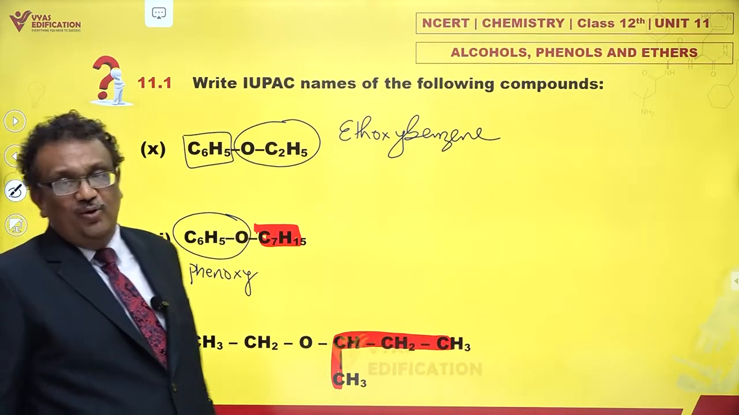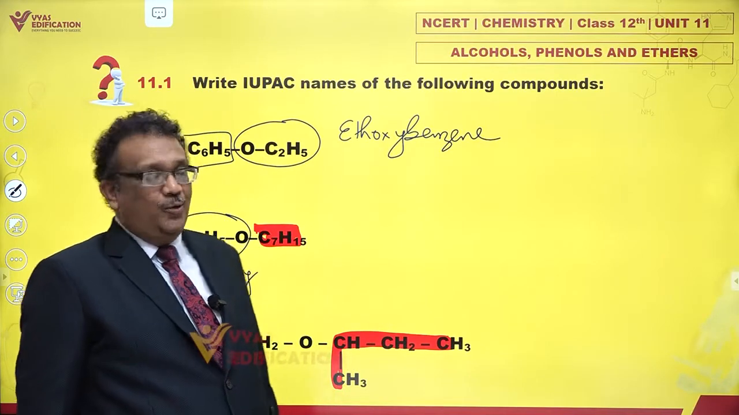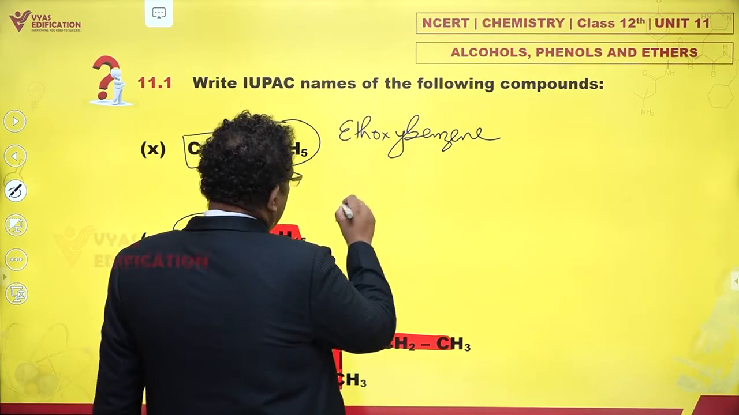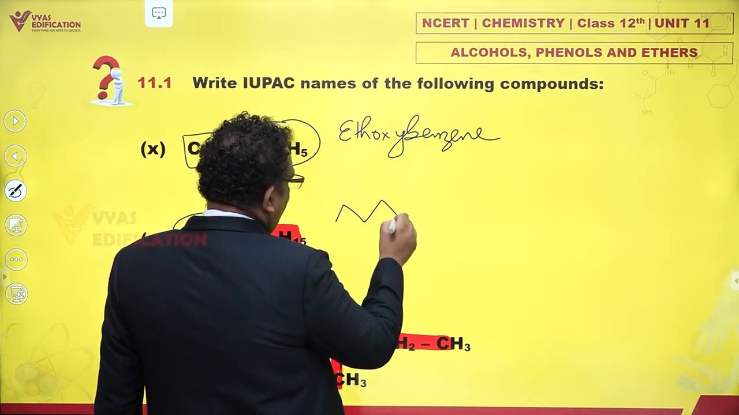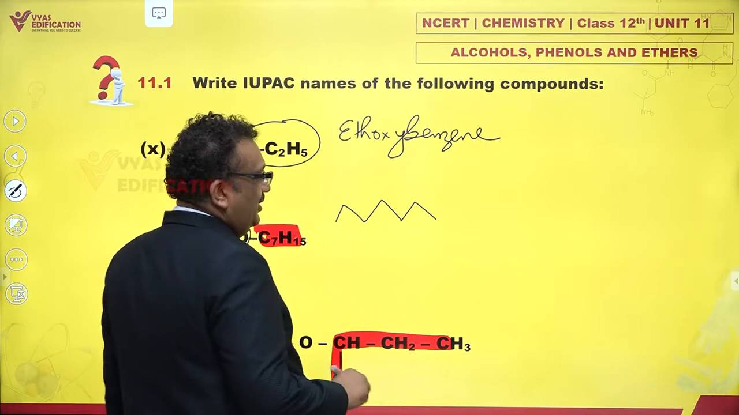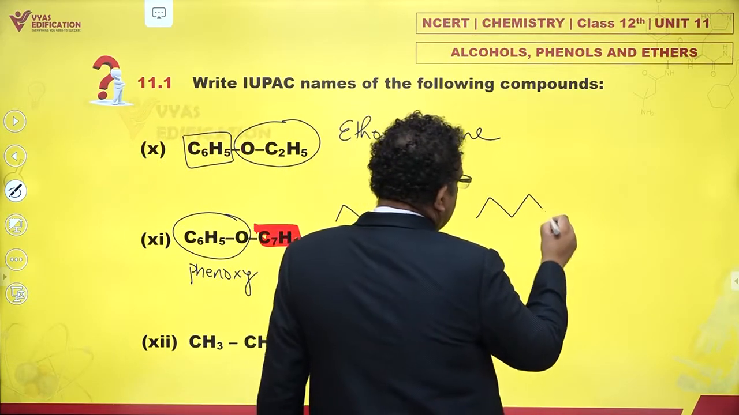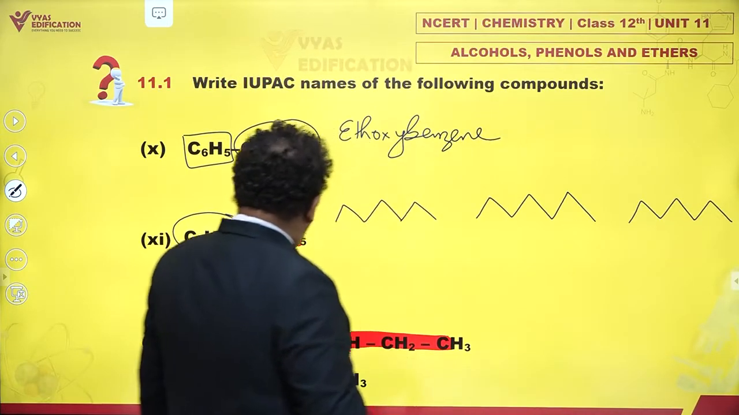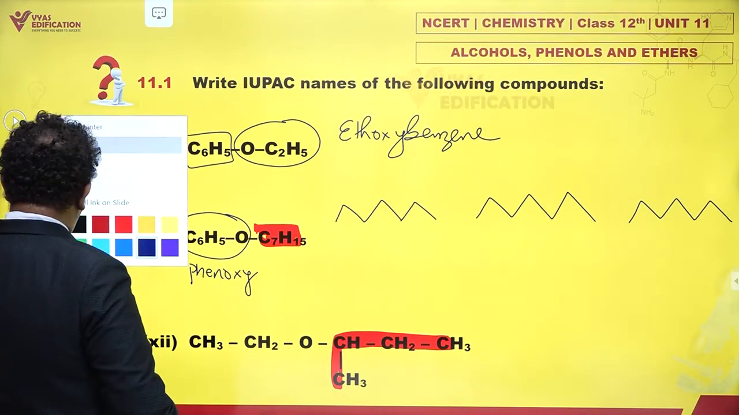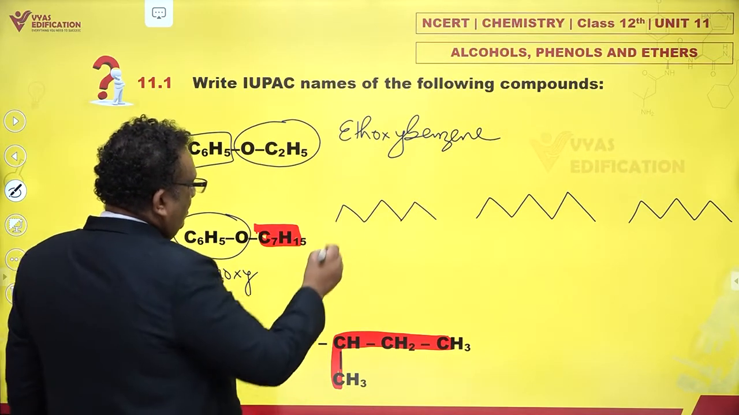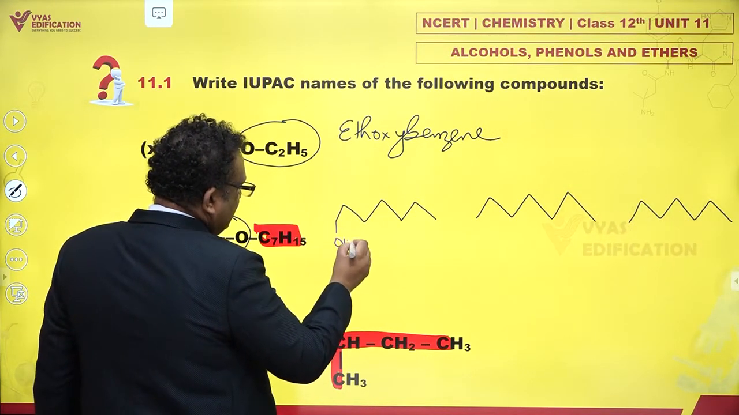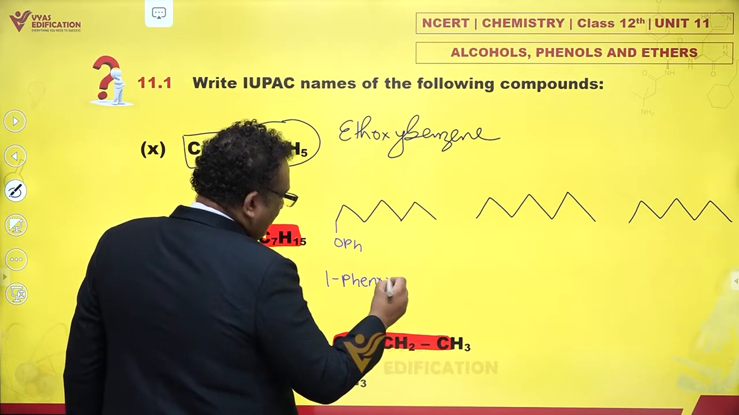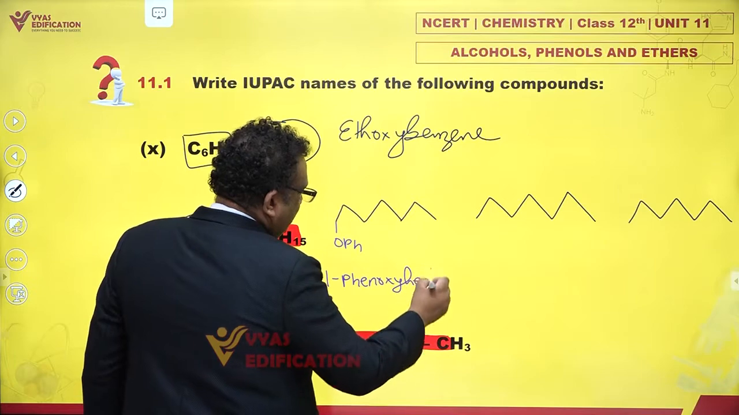If I declare this phenoxy, what is the answer to this? I would have to write down all the possibilities of alkyl groups. Should I? There's no option. Let's do that. 7 carbons: 1, 2, 3, 4, 5, 6, 7. Now, if you have 7 carbons like this, how do you put a phenoxy group here? Well, let me show that to you. You could write down OPh. This is 1-phenoxyheptane.